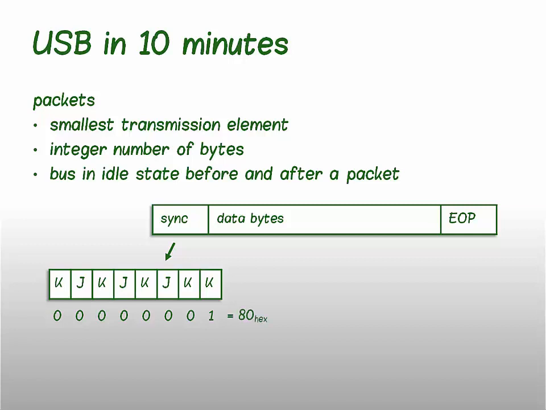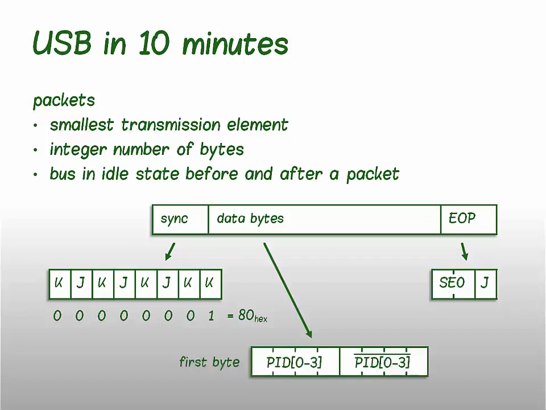As we've already seen, end of packet is made of two single-ended 0 states and one J state. Between the sync byte and end of packet there are data bytes. The first byte is always the packet identifier. As the name suggests, the PID is used to identify the type of the packet with its four least significant bits. The upper four bits are an inversion of the lower bits as a fast error check.